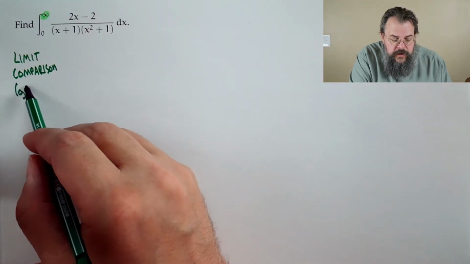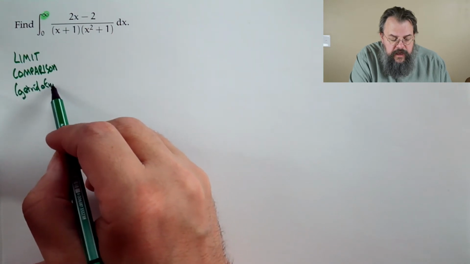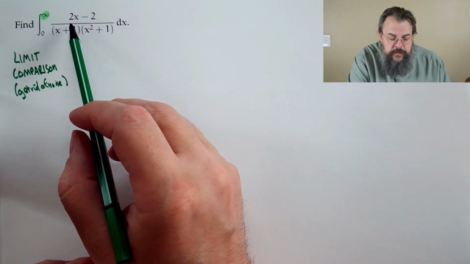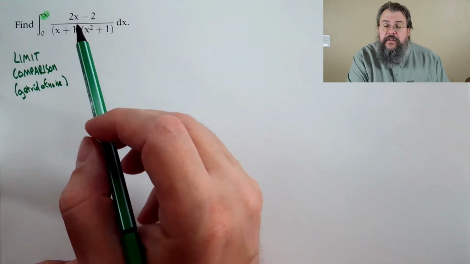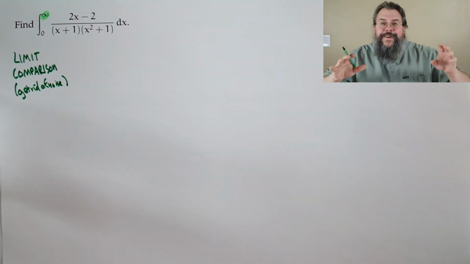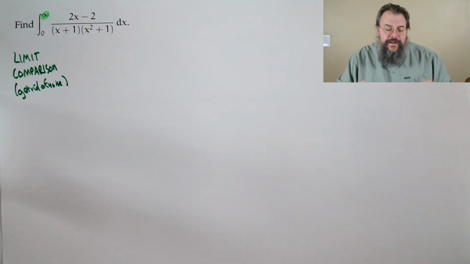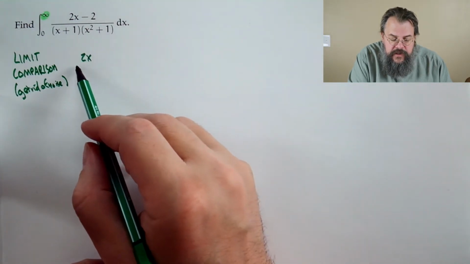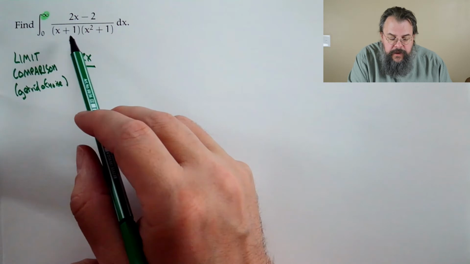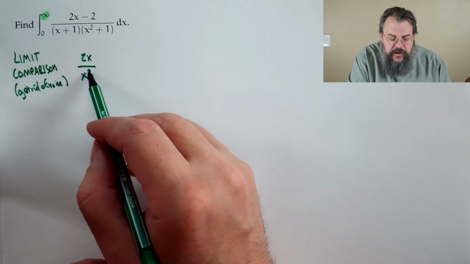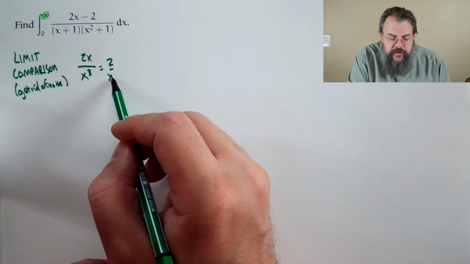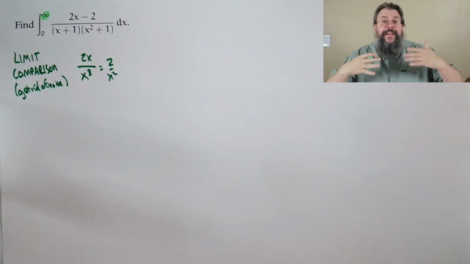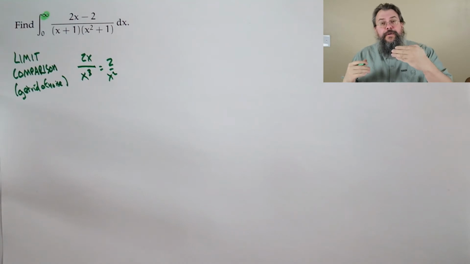So what do we do? Well, in our case, look at the numerator, 2x minus 2. The minus 2, forget it. It's so unimportant. In the long run, it doesn't make a difference. So it behaves like 2x upstairs. Downstairs, these plus 1s don't make any difference in the long run. So it behaves like 2x over x cubed, or 2 over x squared. So for large values of x, it's like 2 over x squared.